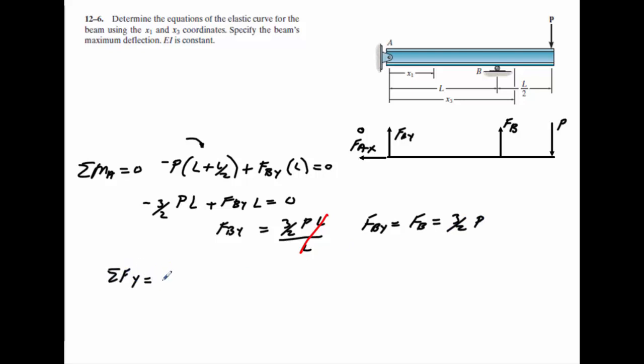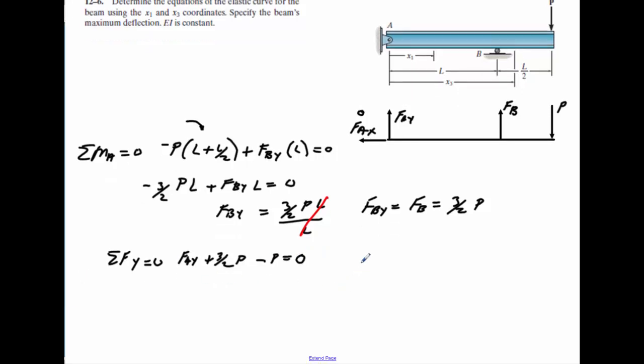Next thing we do, we sum the forces in the y direction. We set that equal to 0. When we do, we get FAY plus 3 halves times P minus P is equal to 0. We'll move everything to the other side. We'll subtract these. We get FAY plus 1/2 times P is equal to 0. FAY is equal to negative 1/2 times P.